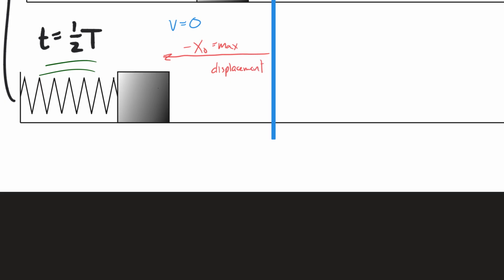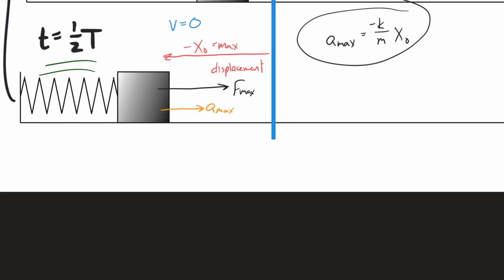Our force is going to be maximum, but in the other direction. So this is going to be F max. And our acceleration is going to be maximum too, A max. And you should remember, because we're at maximum force, which means maximum acceleration, that acceleration is going to be equal to minus k over m times x naught. Because we're at the maximum acceleration now.